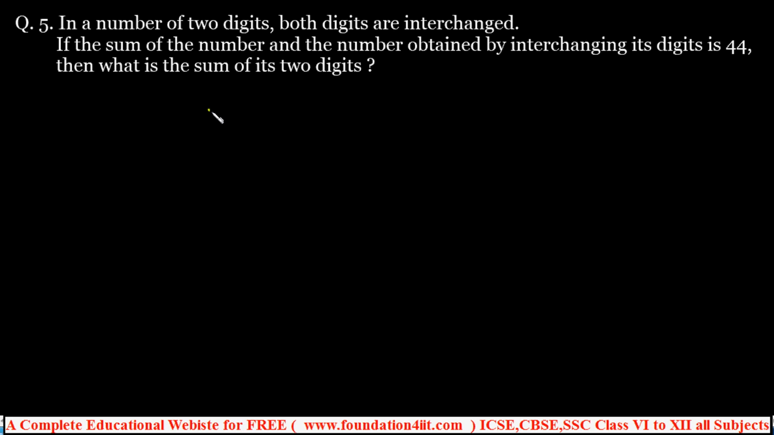Similar, one more question we can see here. In a two digit number, both digits are interchanged. If the sum of the number and the number obtained by interchanging its digits is 44, so if you add both numbers, that is 44, what is the sum of its digits? So we should find a plus b. Let the digit in the tens place be a, and the digit in the units place be b.